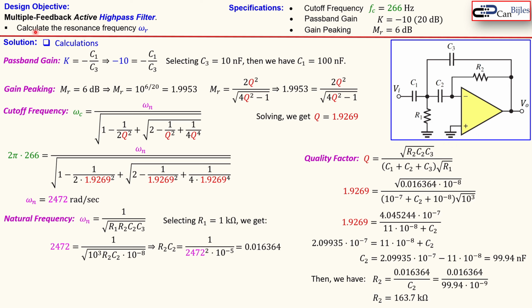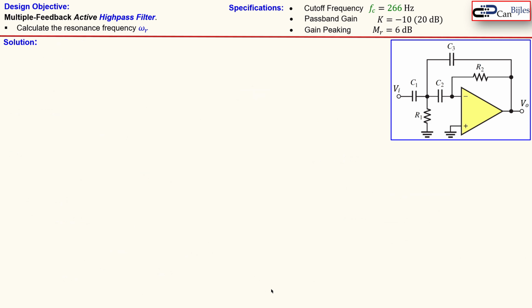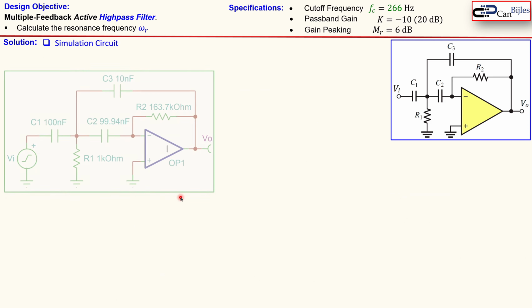The next step is the calculation of the resonance frequency for this case. Now we know that the resonance frequency is given for the high-pass filters, second order, as shown. So we need the quality factor and also natural frequency. Of course, we could have done this before. We don't have to wait for this. Now the natural frequency is substituted and the quality factor is substituted, and it is then here 2657 radians per second.